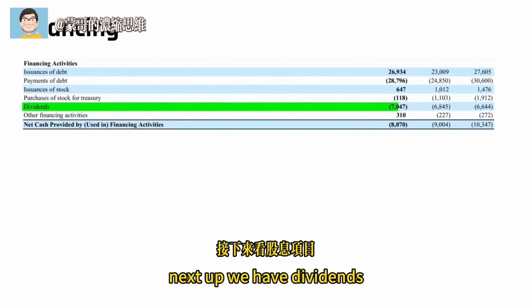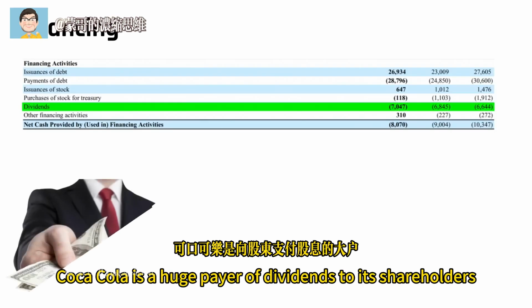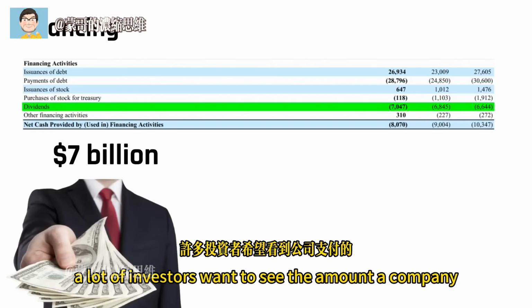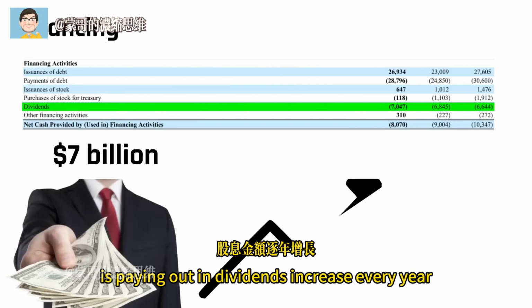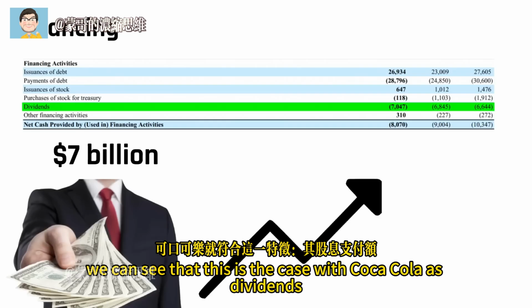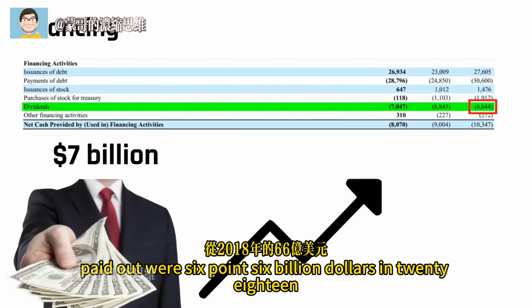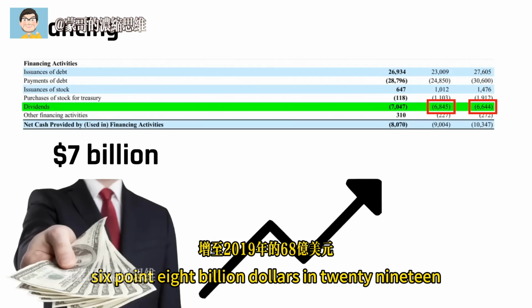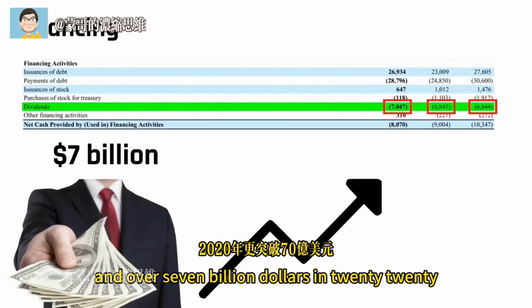Next up, we have dividends. As we can see, Coca-Cola is a huge payer of dividends to its shareholders. The company paid out over $7 billion in dividends in 2020 alone. A lot of investors want to see the amount of companies paying out in dividends increase every year. We can see that this is the case with Coca-Cola, as dividends paid out were $6.6 billion in 2018, $6.8 billion in 2019, and over $7 billion in 2020.